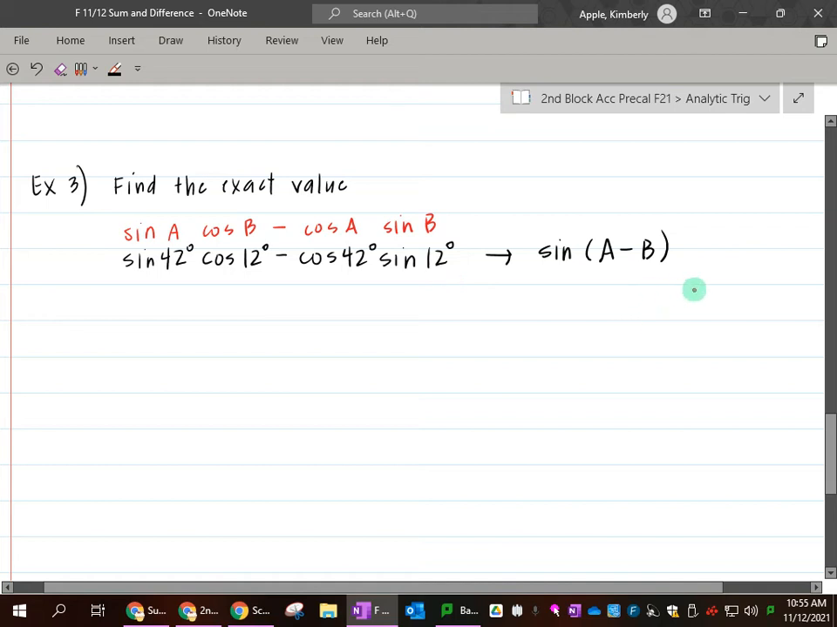So what is A? What is it? 42, right? What's B? Yeah. So look, we can actually write this as the sine of 42 minus 12, which is, what's 42 minus 12? 30. That's on my unit circle. Well, you gotta go find it, right? What's the sine of 30? 1/2. That's it for that one.